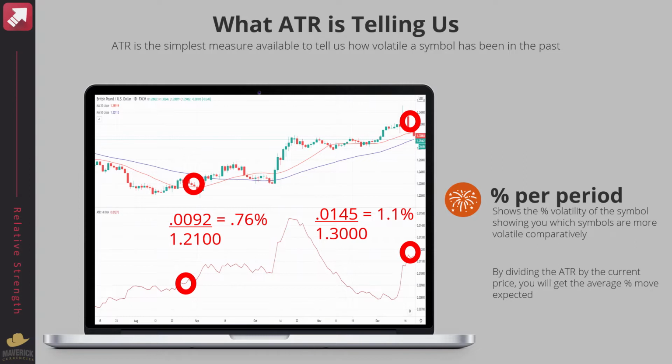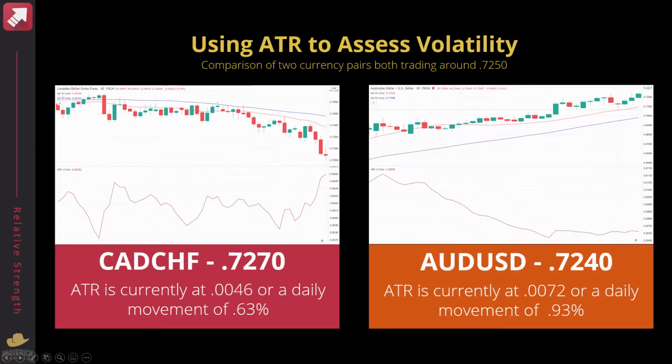So let's just take an example here. All we did is divide the ATR by the current price. That's going to tell you, hey, during this period it moved 0.75% each day, because it's a daily chart. Up here, it became much more volatile. It's now moving 1.1% per day. So it's a great way to really measure where the volatility is.